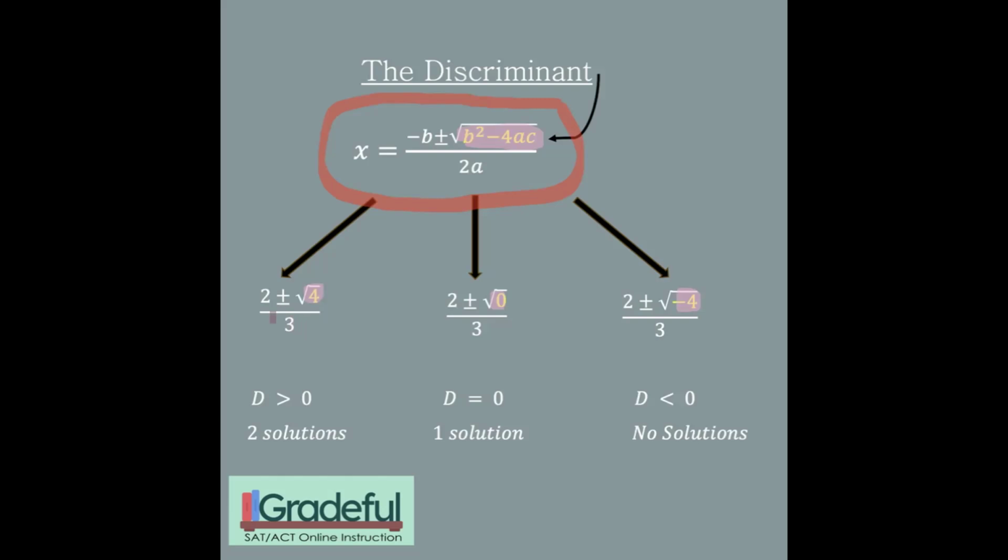Positive means there's two solutions because if we were solving the quadratic formula here, we'd be adding and subtracting the number 2. 0 for the discriminant means one solution because we wouldn't be adding or subtracting anything. The answer would just be 2/3. And negative means no solutions because you can't have a negative under a radical.